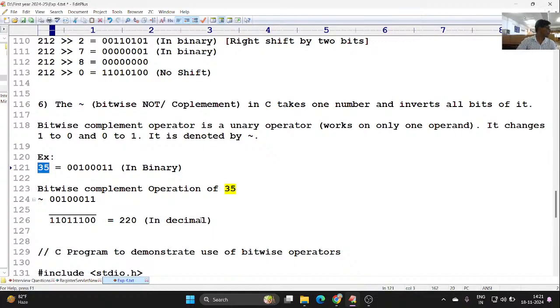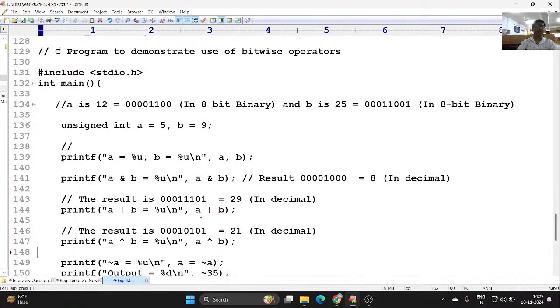Okay. Let's have an example. I have the number 35, and its binary. So let me write it in decimal. Bitwise complement operation of 35. I write the binary and complement it. 0 becomes 1, 0 becomes 1, 1 becomes 0, triple 0 becomes triple 1, and double 1 becomes double 0, because it's inverting. So this 35 becomes 220 in decimal.